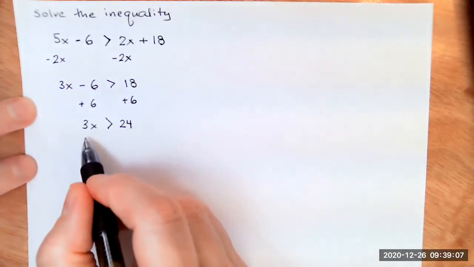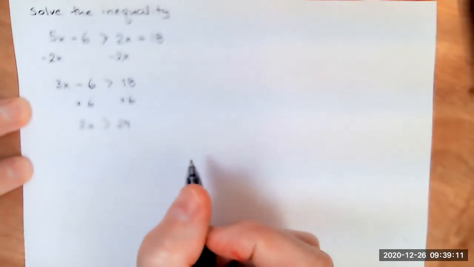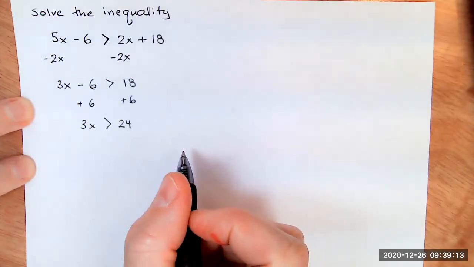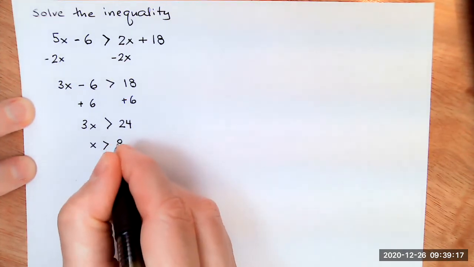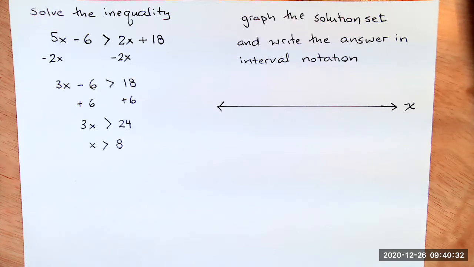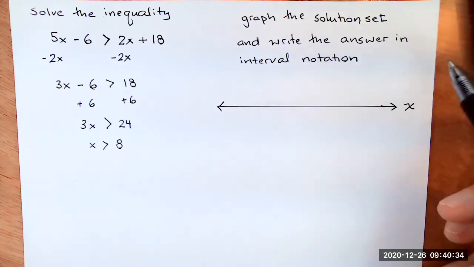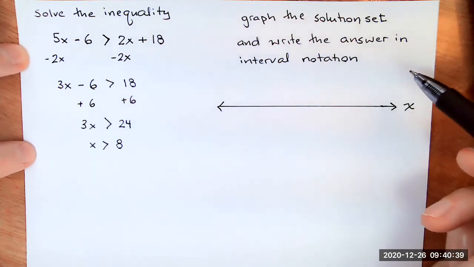And divide both sides by positive 3. And since 3 is positive, that does not change the sign of the inequality. All right, now let's graph the solution set and write the answer in interval notation.